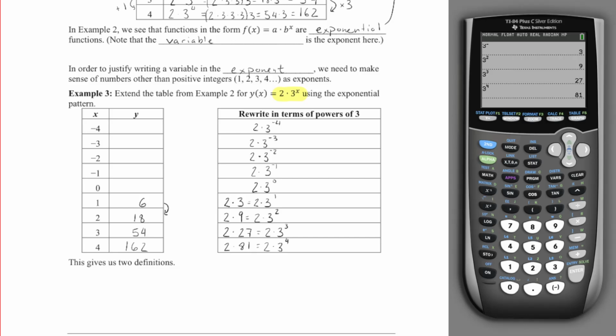Every time we go down a row in this table, we are multiplying the output by 3. Which means that when we go up a row in this table, we must have to do the opposite of that. We must have to divide the output by 3. So every time we go up a row, we have to divide by 3.